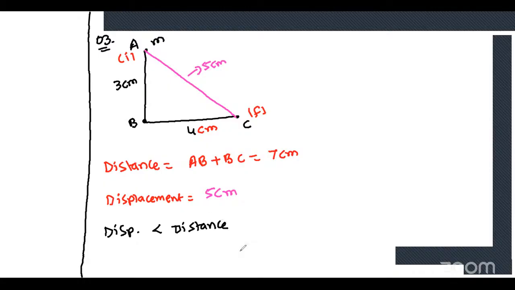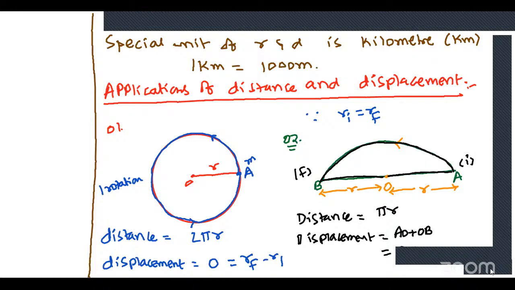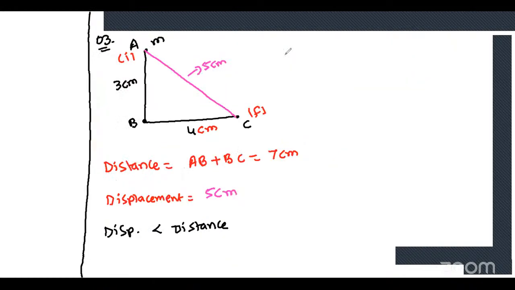Will distance always be greater than displacement? No, sometimes it is equal. That case also we will get.